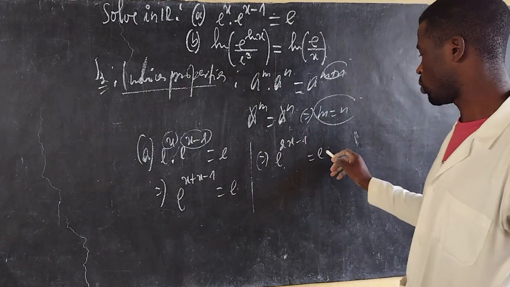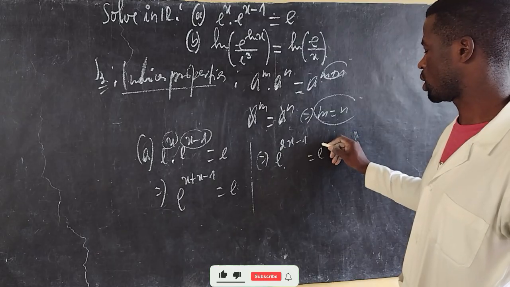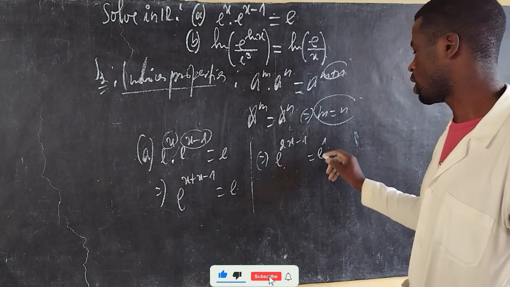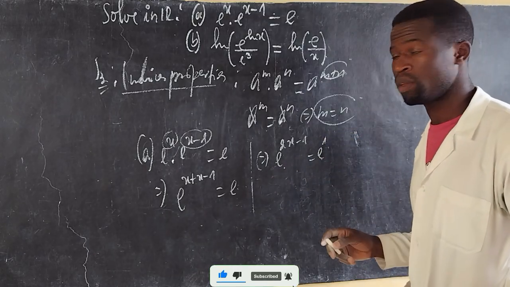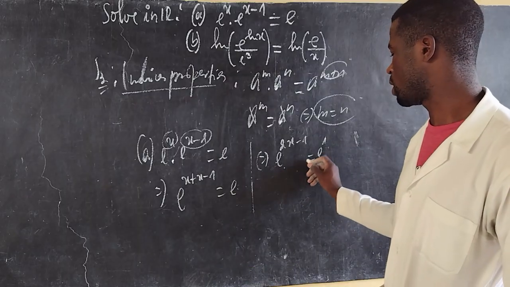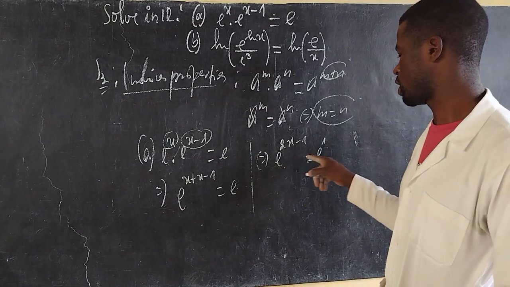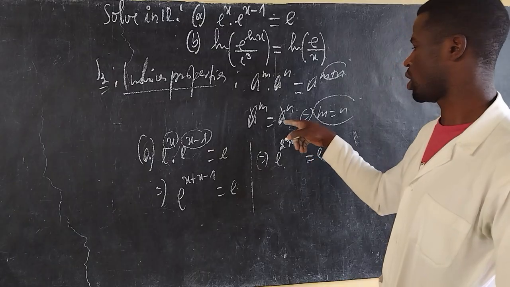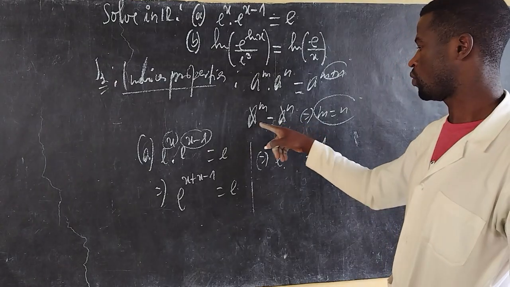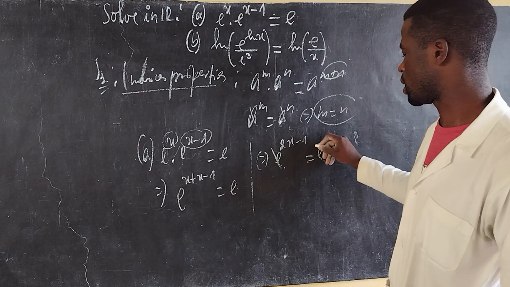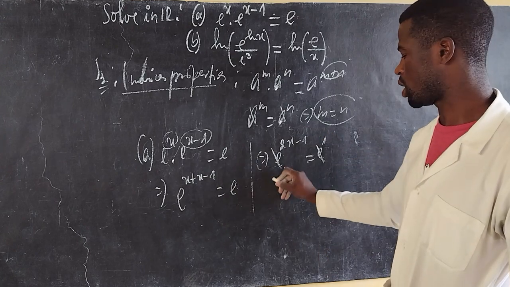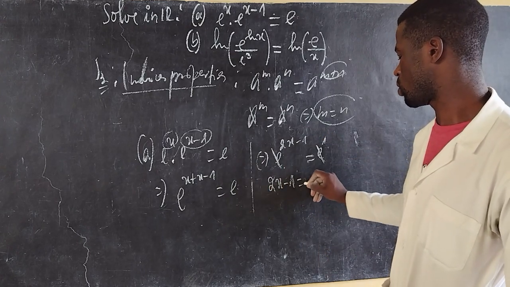Remember that writing e is the same as writing e to the power 1. Any number to the power 1 is that number. If you know this property, here you have the same base on both sides, so you are going to use the property: if the bases are the same, you can cancel them. This implies that 2x minus 1 is equal to 1.